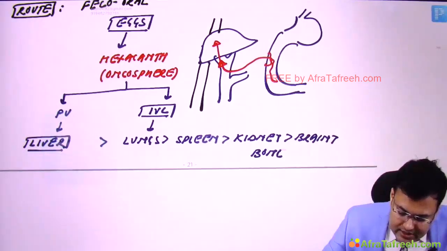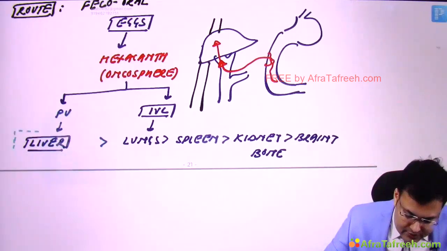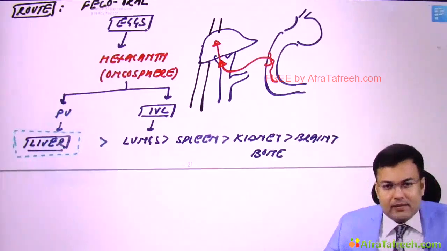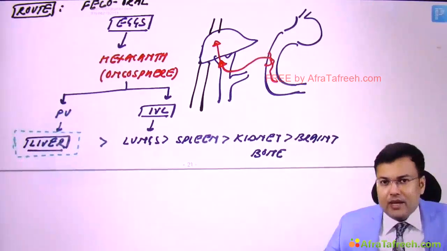Clear? The question is asked, what is the most common site of hydatid cyst? It's the liver, followed by lungs, followed by spleen, followed by kidney, followed by brain, followed by bone. Now see the clinical features.